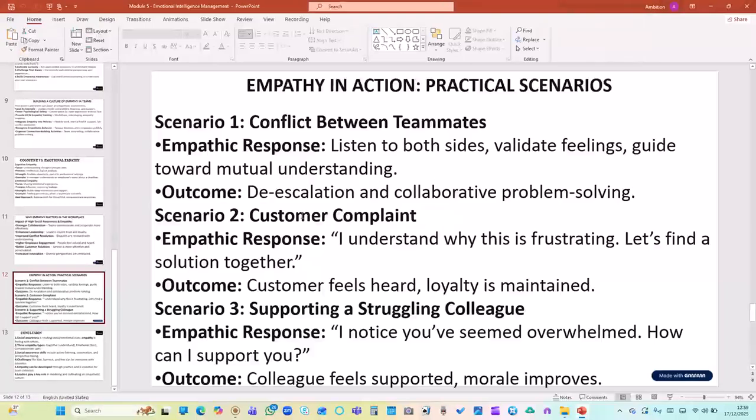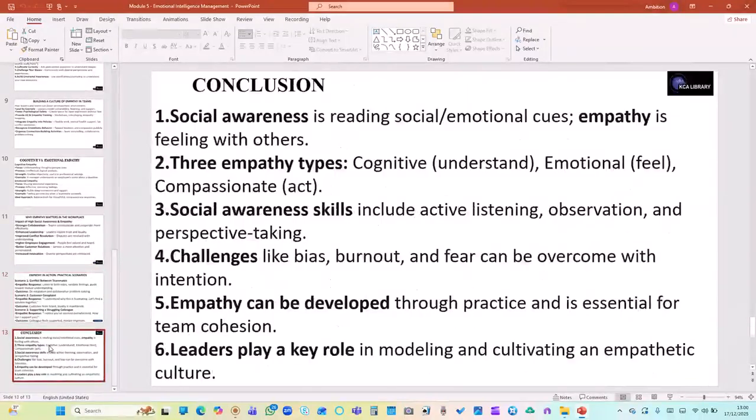Then empathy in a customer complaint, scenario two, the empathic response. When a customer complains, your response will be, I understand why this is frustrating. Let me find a solution together. The outcome, the customer will feel heard, loyalty will be maintained. Then scenario number three, in the area of supporting a struggling colleague, your empathic response will be, I notice you have seemed overwhelmed. How can I support you? The outcome will be the colleague will feel supported and morale will improve. So these are the scenarios, that is, empathy in practical scenarios.